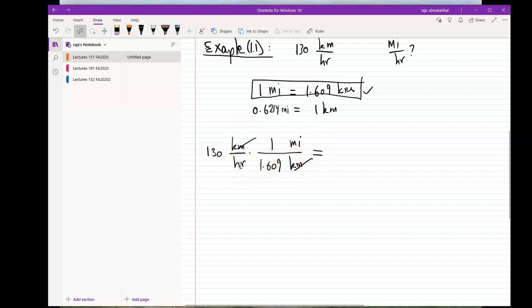See that? So I'm going to use my calculator. Please bring your calculator, and you can calculate things with me. And I hope you have a pencil and paper. You're writing all of that as notes. So I have 130 divided by 1.609. The answer is 80.796 miles per hour. You're done. Easy?